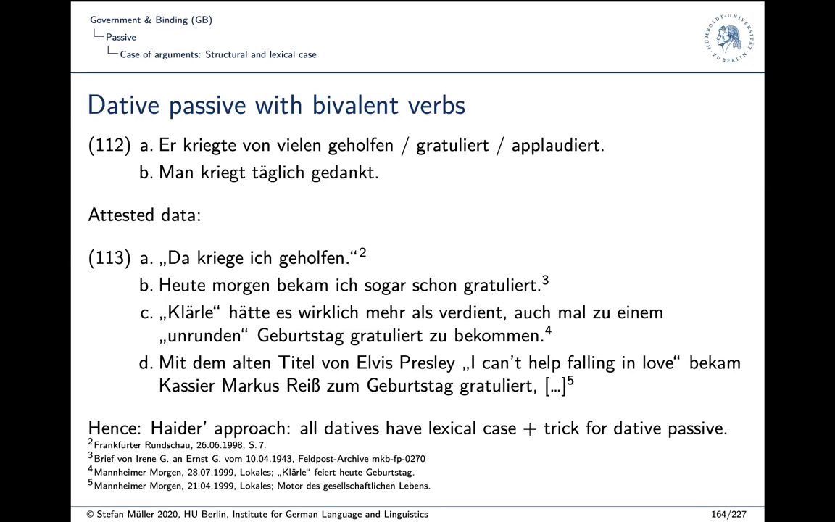So this is what I found in corpora, and indeed such examples seem to exist. Example, da kriege ich geholfen. Heute Morgen bekam ich sogar schon gratuliert. Klärle hatte es wirklich mehr als verdient, auch mal zu einem unrunden Geburtstag gratuliert zu bekommen. Mit dem alten Titel von Elvis Presley, I can't help falling in love, bekam Kassier Markus Reis zum Geburtstag gratuliert. So these are sentences that are pretty normal, I think.